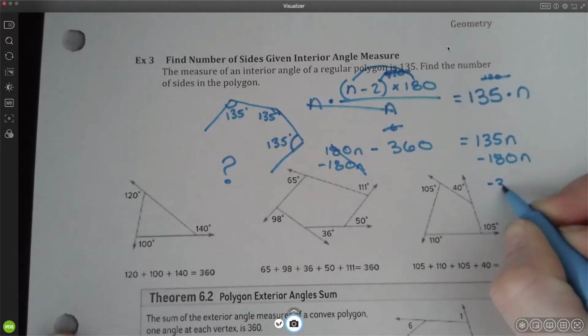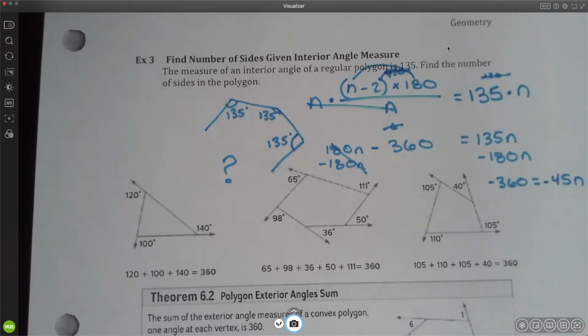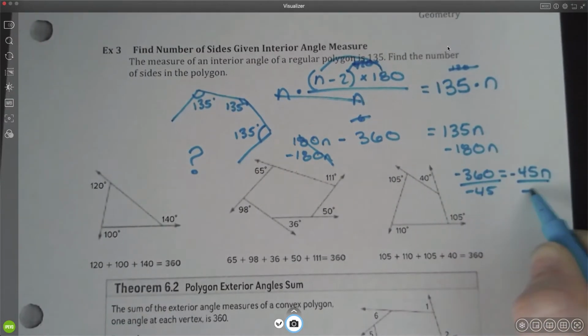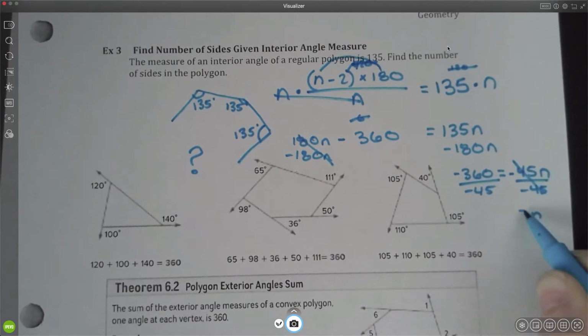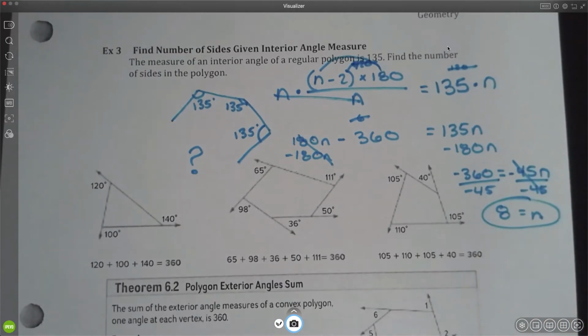Negative 360 is equal to what's 135 minus 180? Negative 45. And then divide by negative 45. So our n will be a positive number, and it is something like 8. So what did we just find? The number of sides. An 8-sided figure, each one of the angles will be 135 if it's regular. Only if it's regular. It's an octagon, you're right.